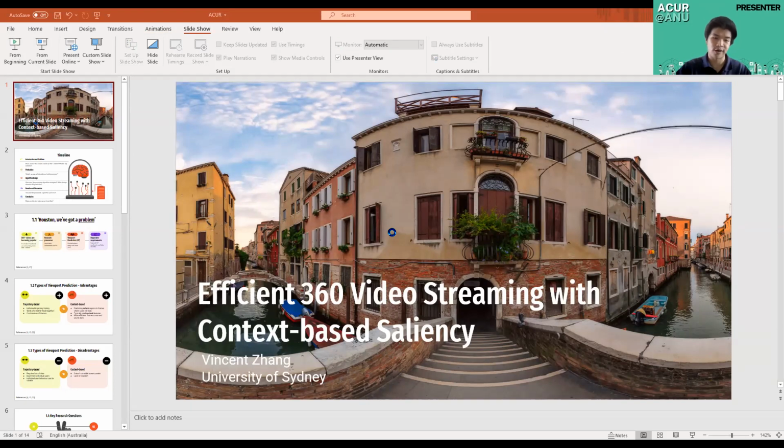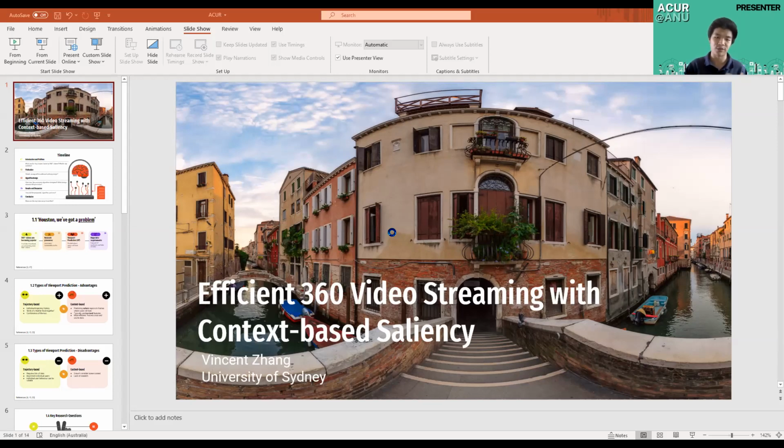So what's the structure of this presentation? Firstly, I'll introduce the problems faced by current streaming of 360-degree videos, and then I'll talk about some of the motivation behind the research question before outlining the design of my algorithm, and then finishing up with some key results, discussions, and concluding with a few takeaways.